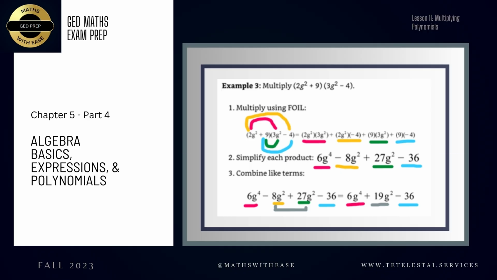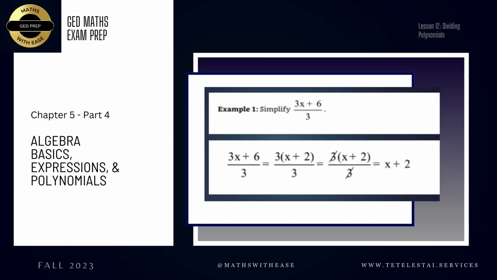So here, the reason that this is a simplified version of this is because whatever you plug in here, you get the same answer with this final version. For example, if we plug in 2 here, okay, 3 times 2 is 6. 6 plus 6 is 12. 12 divided by 3 is 4. Now we know that x is 2. So if we plug in 2 here, 2 plus 2 is 4. So we've just found the same answer with 2 different expressions.